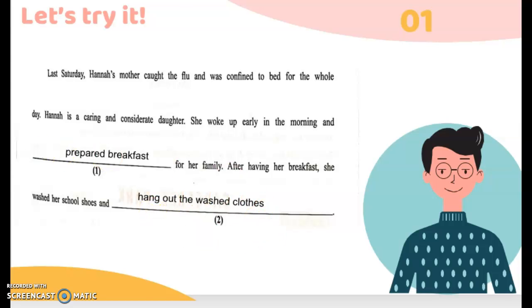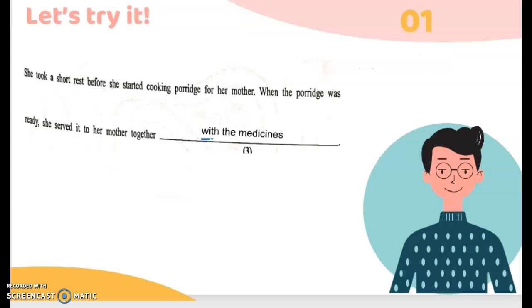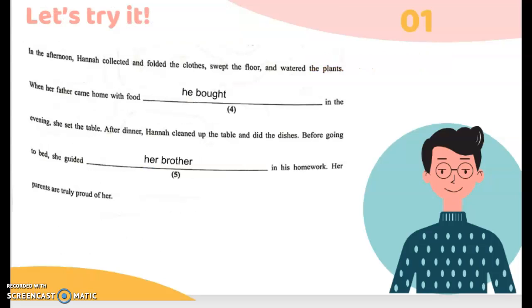Okay, now let's check. So she woke up and prepared breakfast. After that, she washed school shoes and hung out the washed clothes. Okay, move on. She took a short rest before she started cooking porridge for her mother. When the porridge was ready, she served it to her mother together with the medicine. Okay, let's check again. So, see, after she cooked porridge, she got the medicine ready. Okay? Okay, move on to the next one.